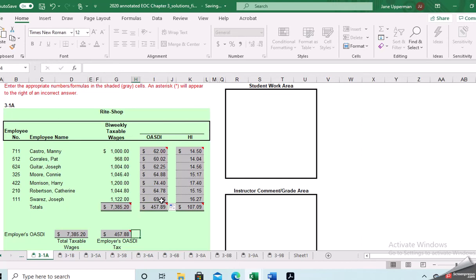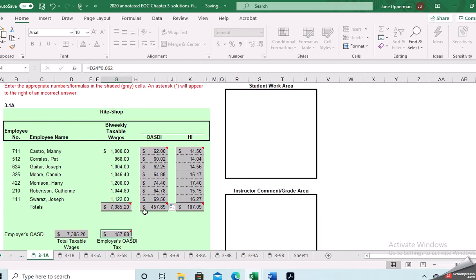Then if we come down to the employers, what they're doing here is they're taking their total, which is this same total that's right here. So G20 carries down to the total taxable wages. You can see them in the cell up there, G20. Then this cell here is just taking the taxable wages times the 0.062.